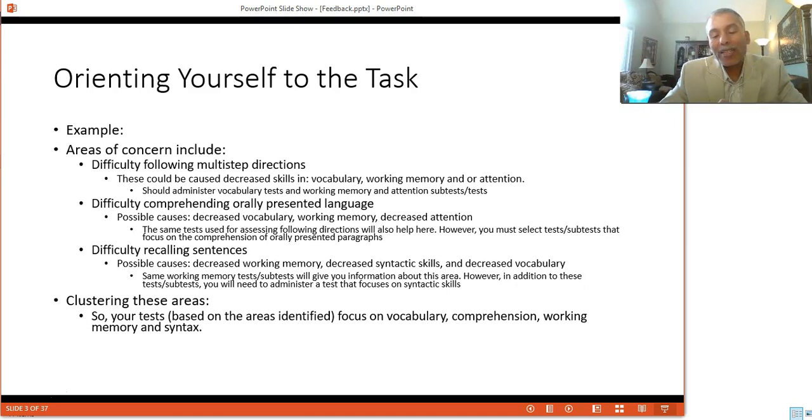So by administering that simple test and subtest and knowing how to interpret it, you are going to be able to conclude that if this person has difficulty with mental concentration and attention, that affects working memory. So then you take all of these areas and cluster them and decide, now I have a list of the areas that need to be tested. What testing should I use?